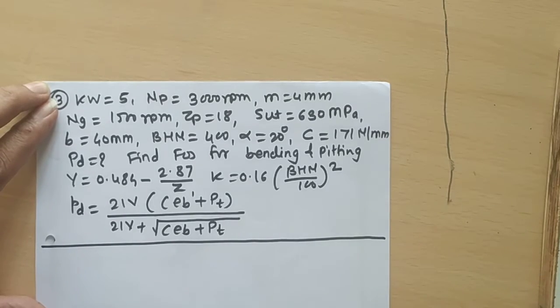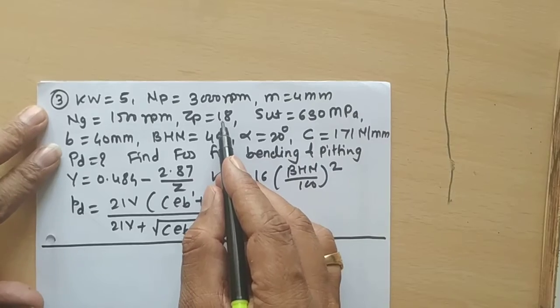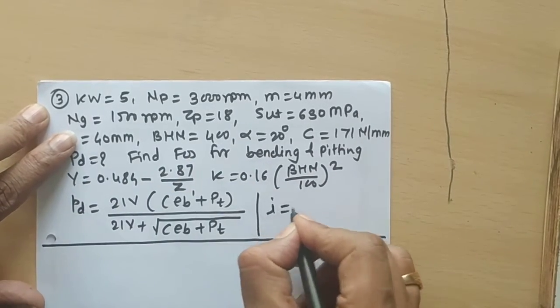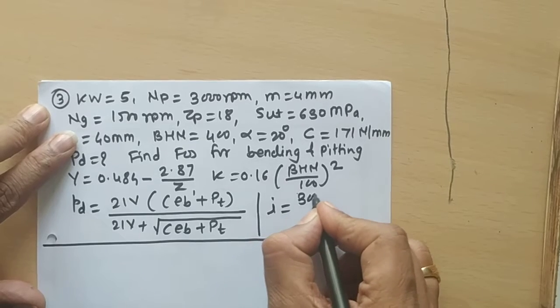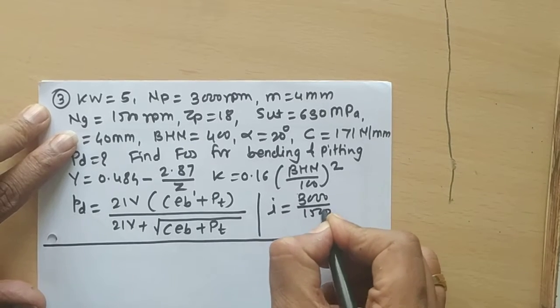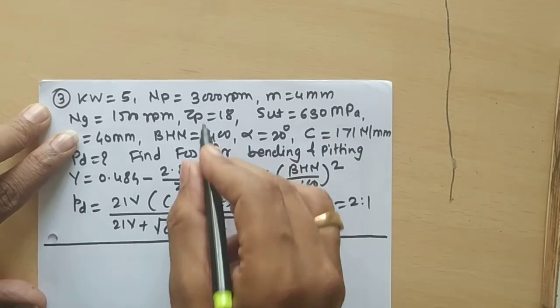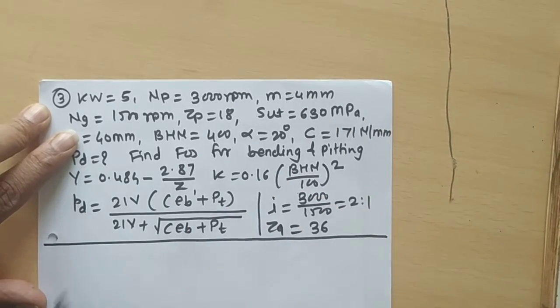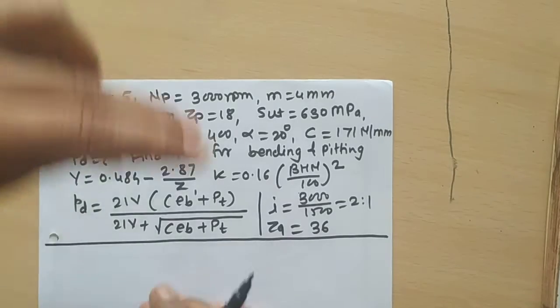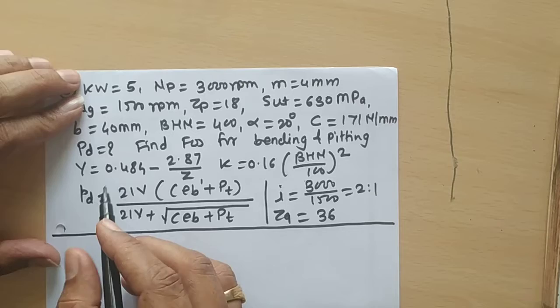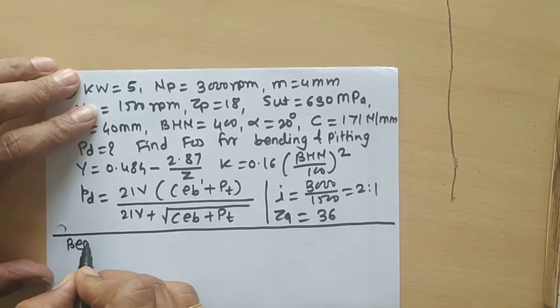Now in this numerical, ZP is 18, and NP and NG are given, therefore the gear ratio i is NP 3000 by 1500, that is 2:1. Therefore ZG is double of this, that is 36. This is just the introductory data. Now step by step, first find out the beam strength.